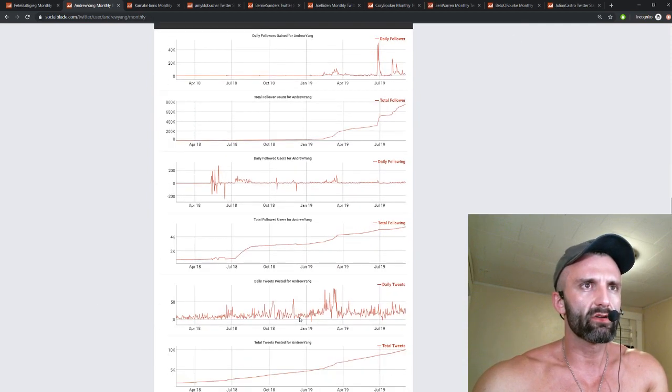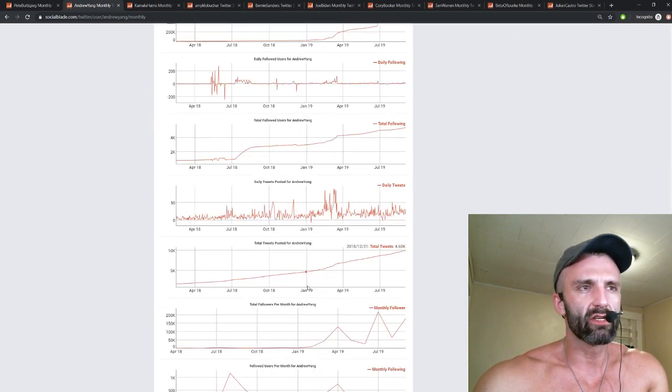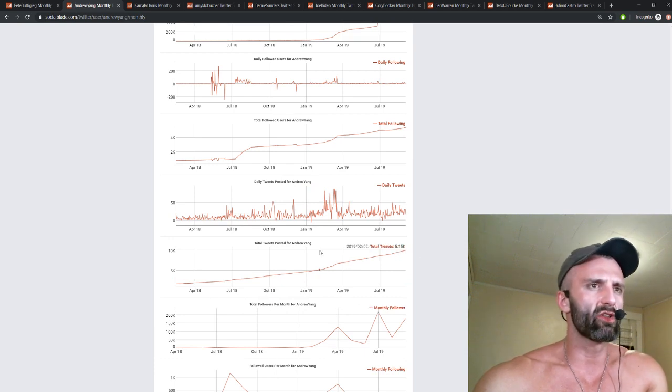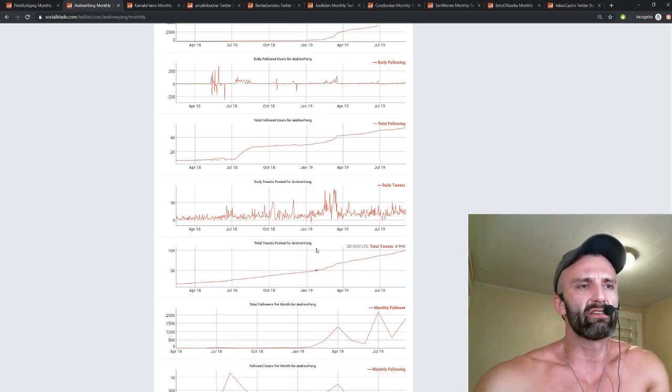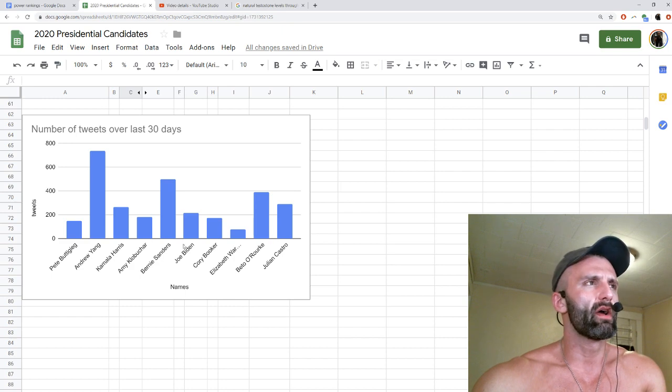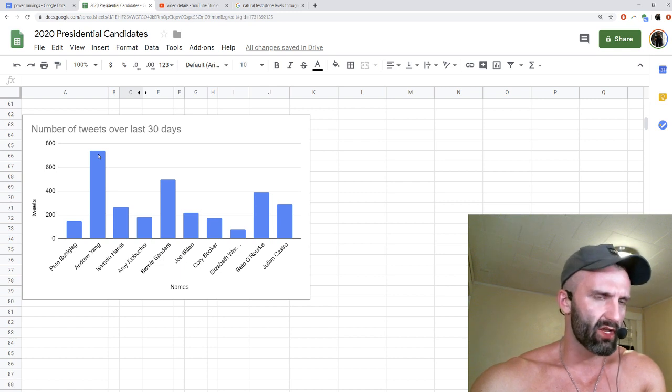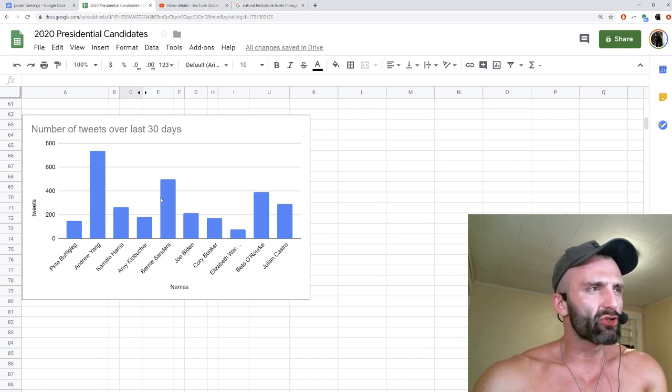The following tweets. So you can see the tweets are just up and to the right at a decent enough slope. So he's putting in the work consistently. And it's paying off, which we're going to get into in a minute. Number 2 for the number of tweets over the past 3 days is Bernie Sanders.